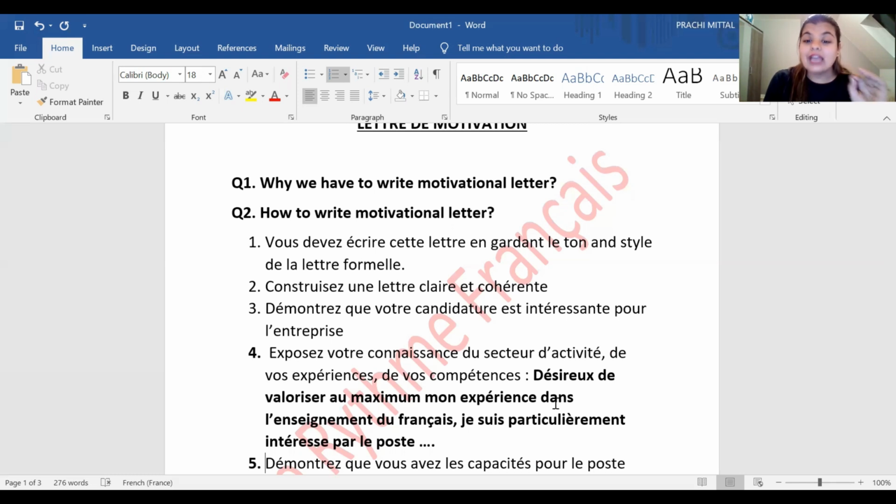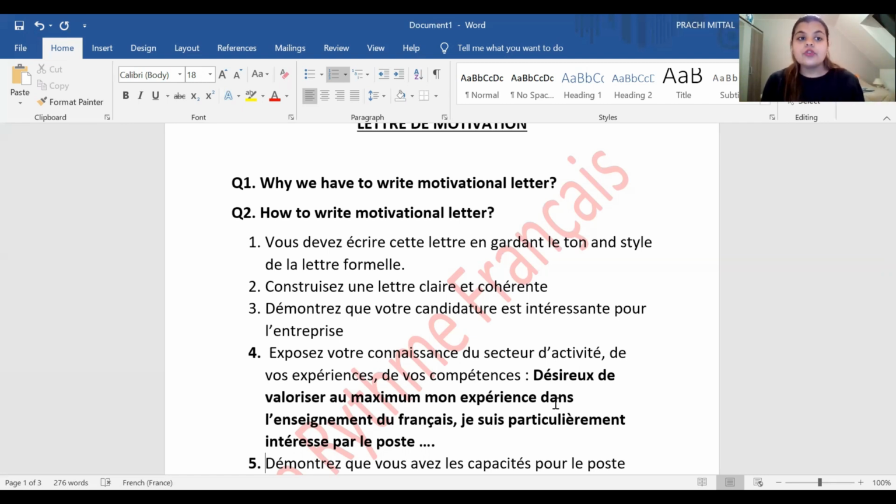Your argument should be actually practical and logical. Next thing, which is very important: démontrer que votre candidature est intéressante pour l'entreprise. Show them that your candidature, your documents, show that you are interested and that you will be an asset for the company. Tell them through your qualities, through your expression of writing, that you are interested and you are an asset for the company, which is very important. This aspect is actually important.